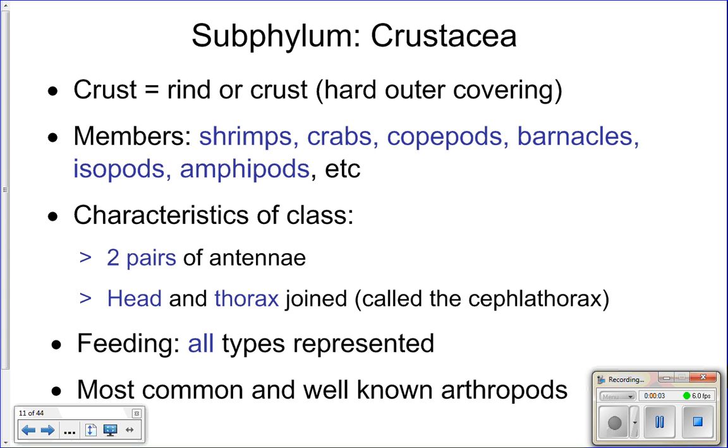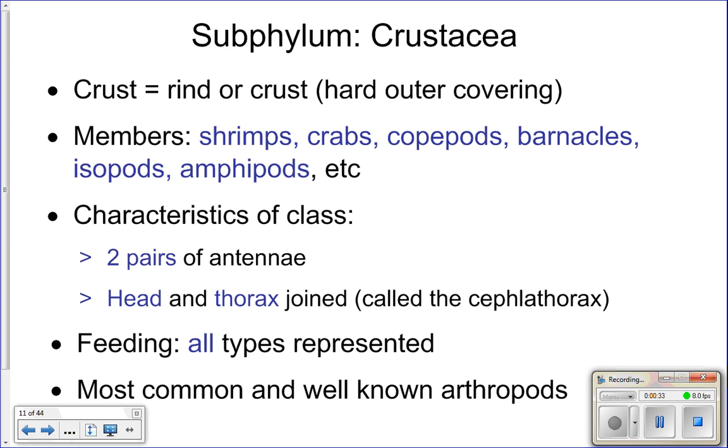Now that we've looked at the general characteristics of arthropods, we're going to look at one of the major subphylums of arthropods called Crustacea. And Crustacea is probably the most well-known type of marine arthropods. These are going to be things like shrimp and crabs and copepods and barnacles and things that you've probably heard of before. So they are the most common type and well-known of the arthropods in the ocean.